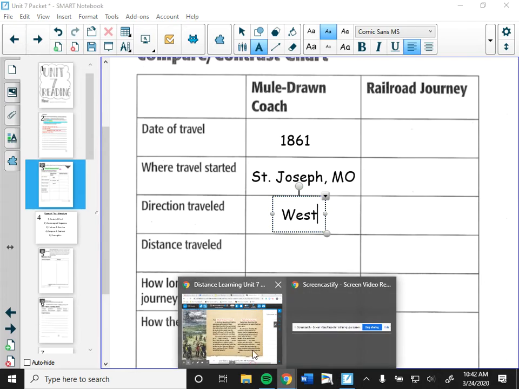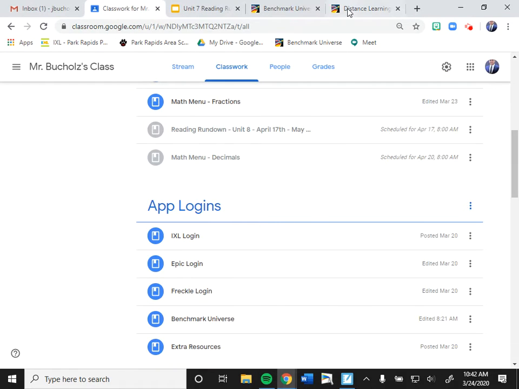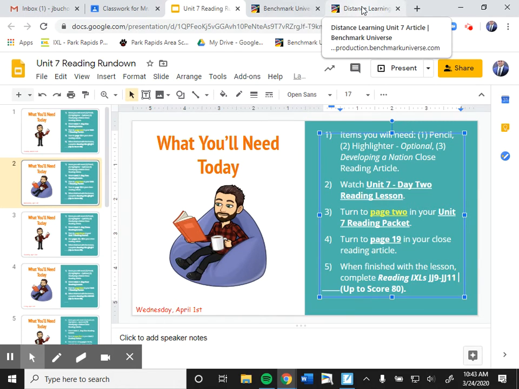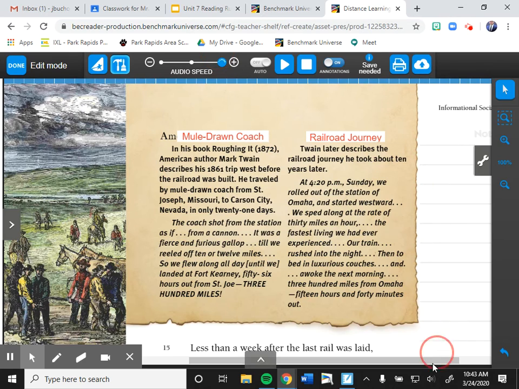After you're done with that, you're going to go back to our reading rundown and continue working on those IXLs that we assigned yesterday, JJ9 through JJ11, up to a score of 80. Those are the same ones we worked on yesterday. Remember, if you have any questions, I will be available from 1 to 2 on Google Meet.